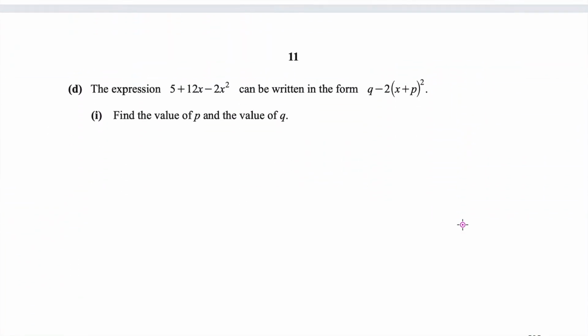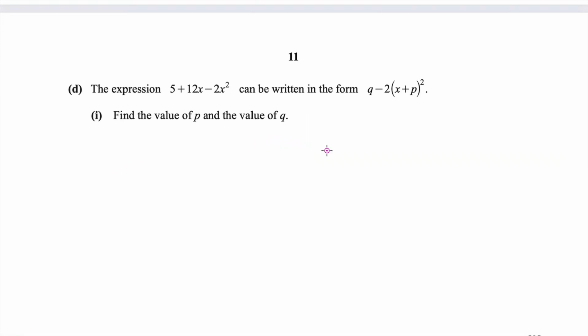Okay, so let us go to question number D. The expression can be written in the form q minus 2 into x plus p whole square. Find the value of p and the value of q.